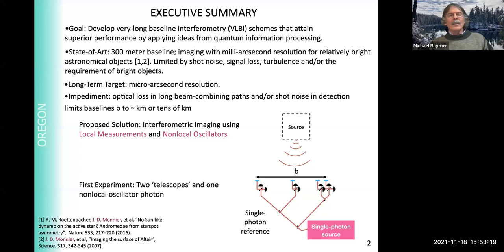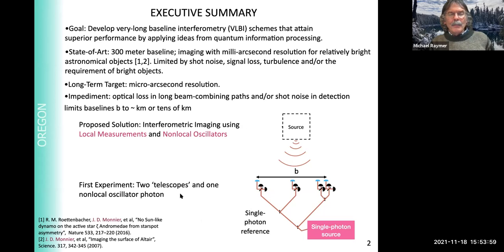So the proposed solution, which has been around for about 10 years now, is to replace the laser used as a local oscillator, as shown down here, with a single photon source and beam split it on a few beam splitters and send it off to all these different telescopes, and then compare the measurements at these different telescopes. The measurements are local because each telescope just has detectors. They record clicks or no clicks. But the oscillator, which is normally called a local oscillator, we call a non-local oscillator because it provides a kind of quantum non-locality or entanglement resource between the telescopes.